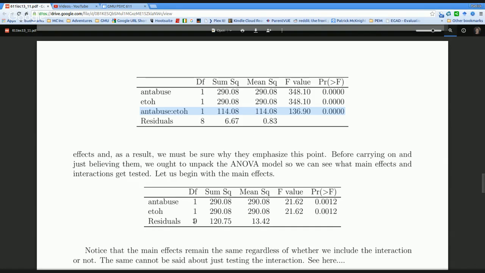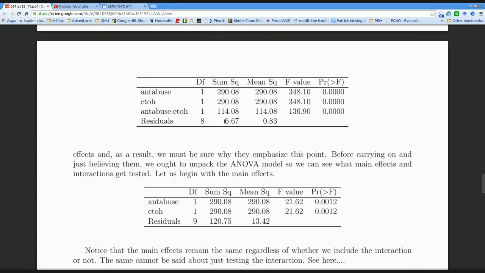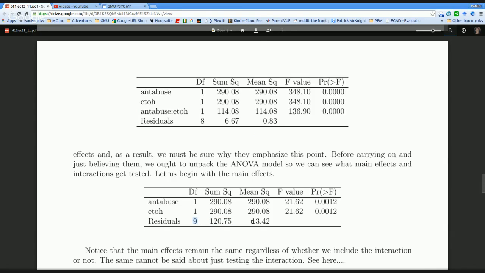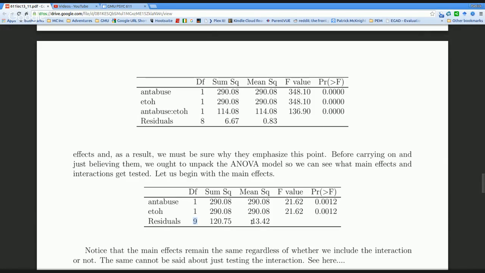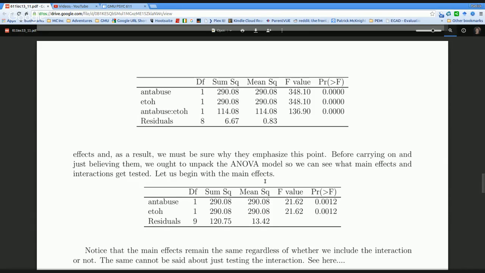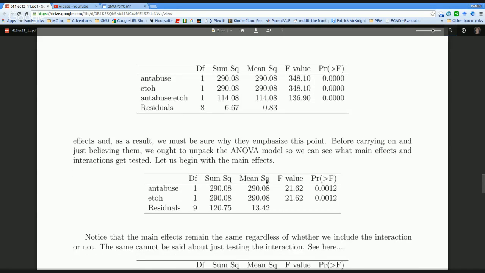Okay, but what we're doing is we're leaving it. So if you take 114 and you add 6.67, it's these sums of squares that we're adding up, and you'll get, sure enough, 120.75. And then the mean squares is nothing more than the sums of squares divided by the degrees of freedom. Remember, I told you this before in class. Mean squares are variances, and variances are nothing more than sums of squares divided by degrees of freedom. This is why it's called analysis of variance. So we're leaving variance on the table. And that's not a good thing.